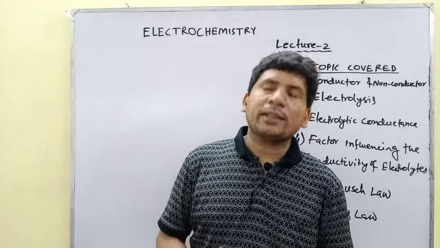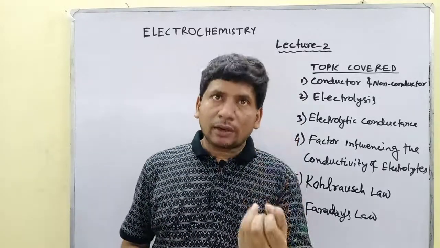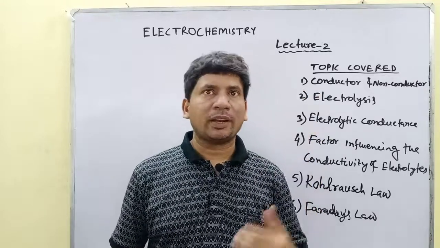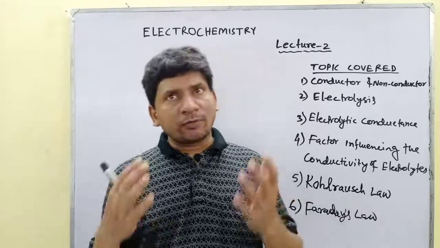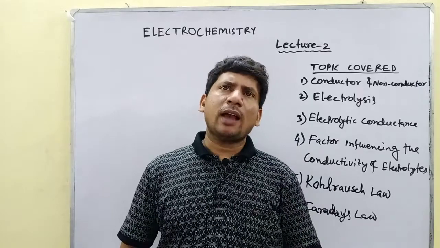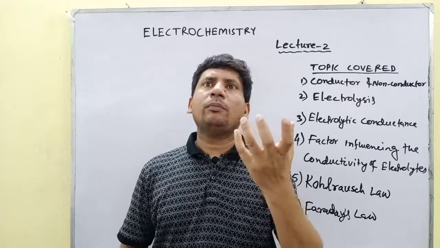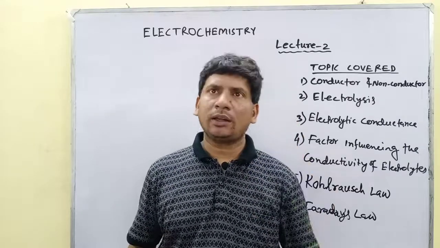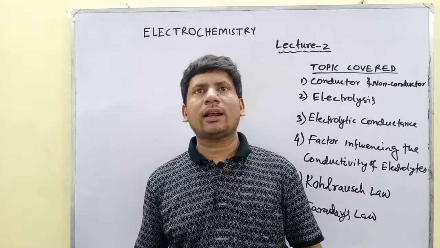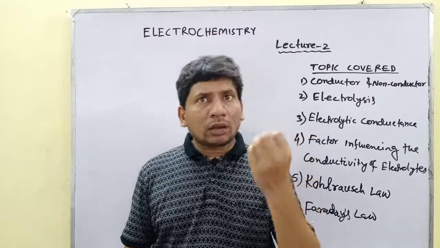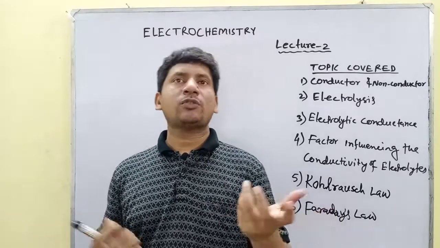Now, what is a conductor? Conductors and non-conductors. Conductors are subdivided into two types: metallic conductor and electrolytic conductor. At first, a conductor is a substance which allows electric current to flow through it, and it may be a metal, an aqueous solution, etc. And non-conductors are the substances which do not allow electrical current to pass through them.